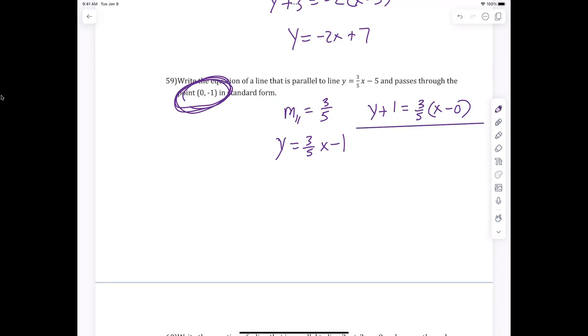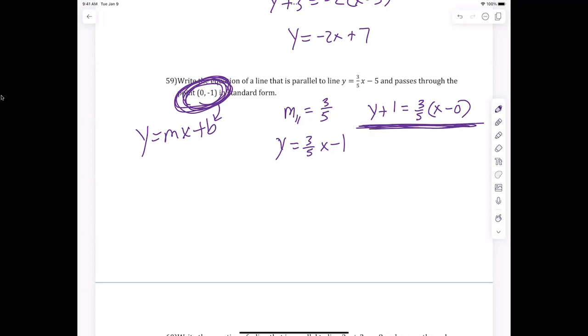How'd you just know that it was 3/5 x minus 1? Because y equals mx plus b. This is my y-intercept, which is the b value. You with me on that? Right, but if you don't understand that, we can just put it in this format. Do we agree with this?